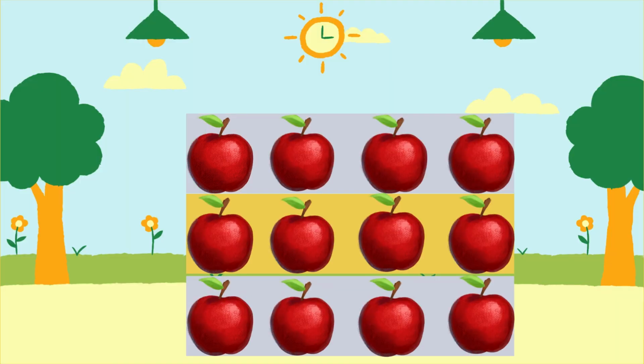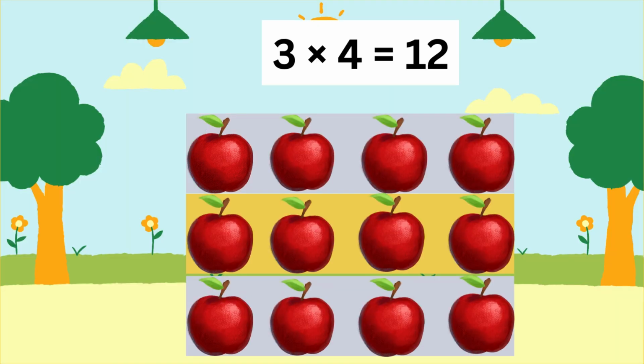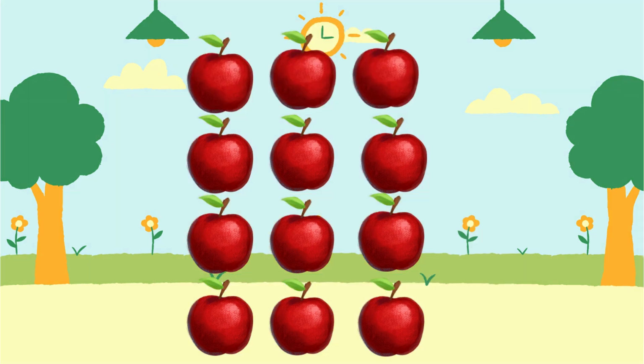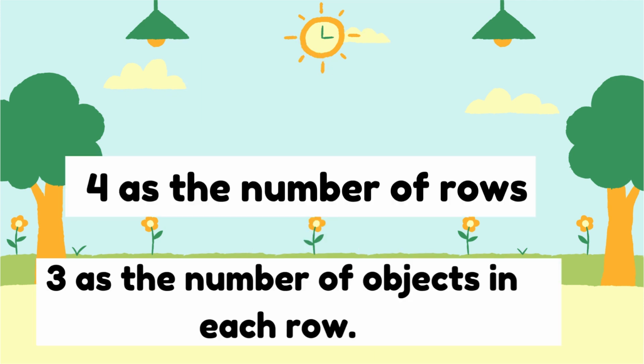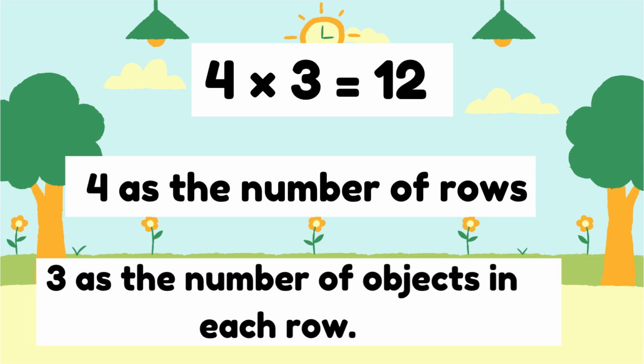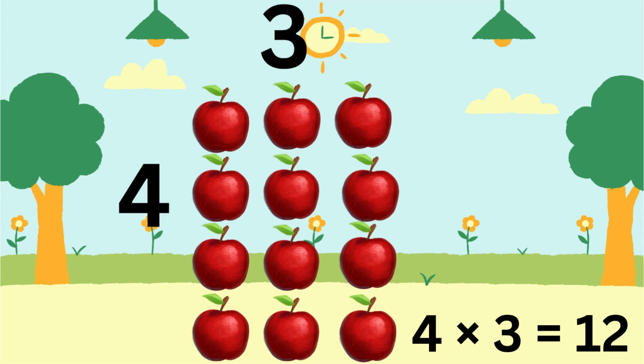Let's put this in a multiplication sentence. 3 times 4 is equal to 12. Let's try flipping our array. Now we'll have 4 as the number of rows and 3 as the number of apples in each row. The equation would be 4 times 3 is equal to 12. The array would look like this.